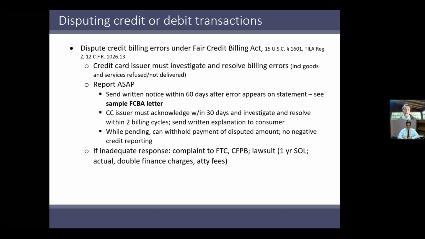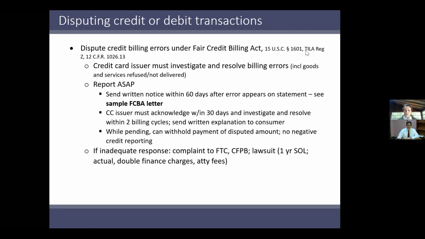Sometimes people will call and say, I just got my credit card bill and there's a charge on it I don't recognize, or I always pay my bill, I only ever put a couple things on it, I pay it every month, and this month it's really different. So there's two laws that provide important protections for people dealing with credit or debit transactions they don't recognize. For credit billing errors, the law is called the Fair Credit Billing Act, and it requires credit card issuers to investigate and resolve billing errors.